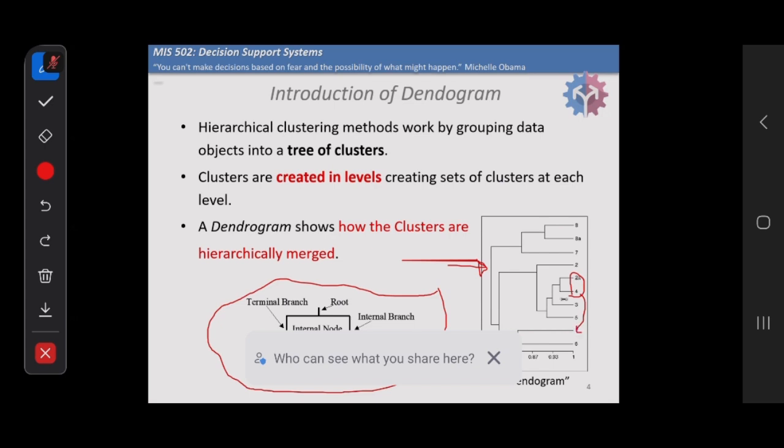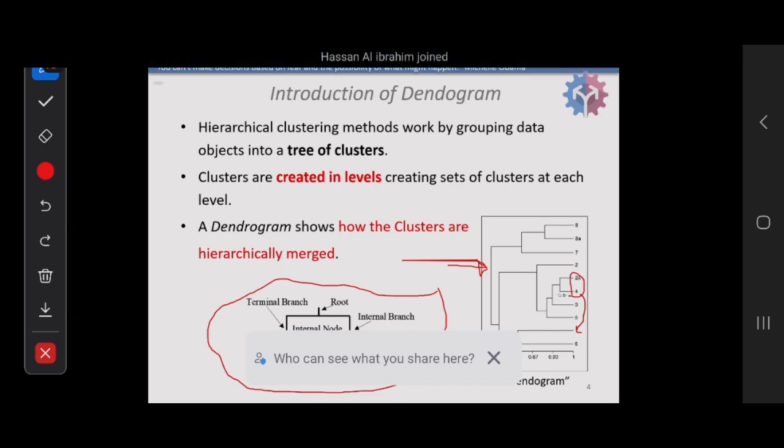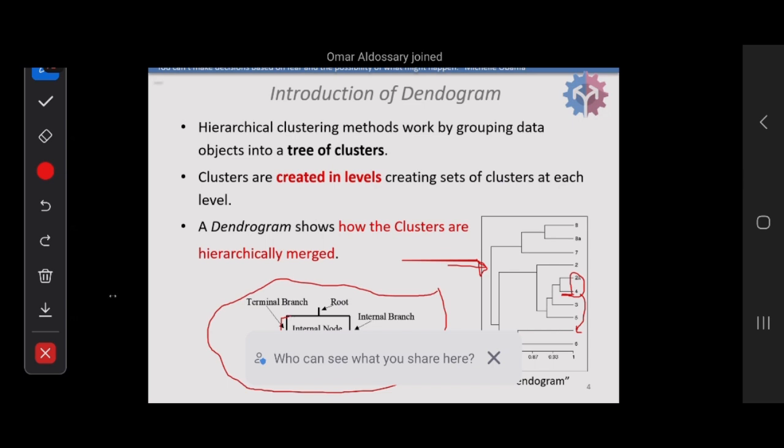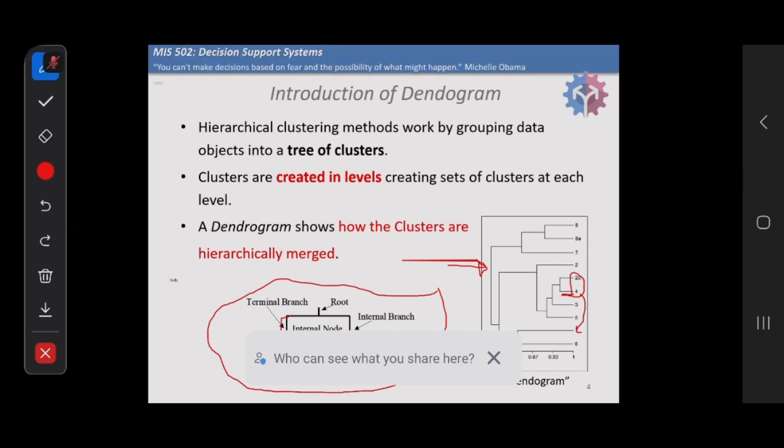So anything close will not only be together, but also, as I will talk about, the height of a branch is also important in this consideration, meaning that a smaller height will represent more closeness versus a taller height will represent not so much closeness.